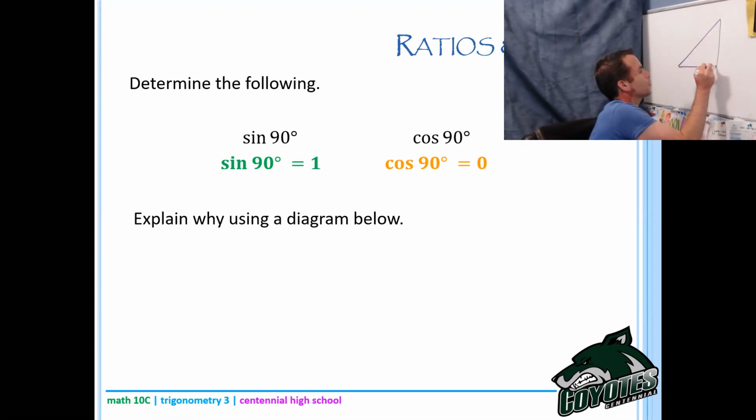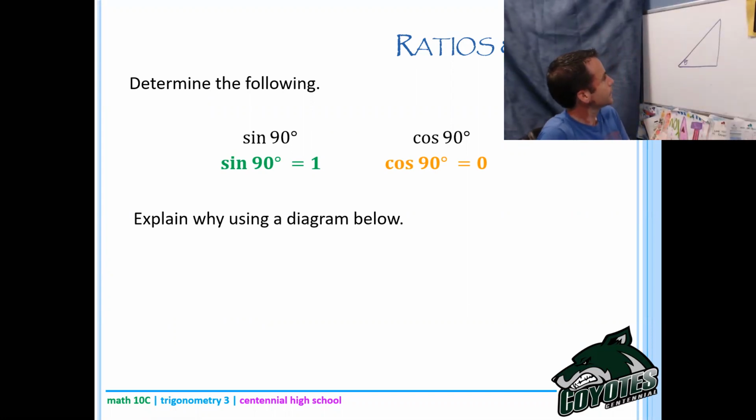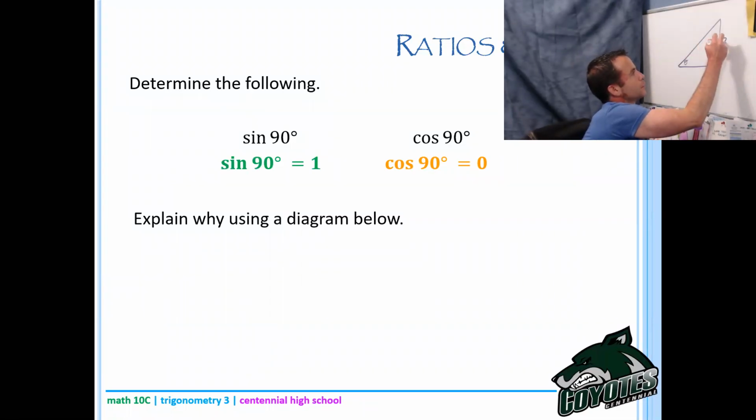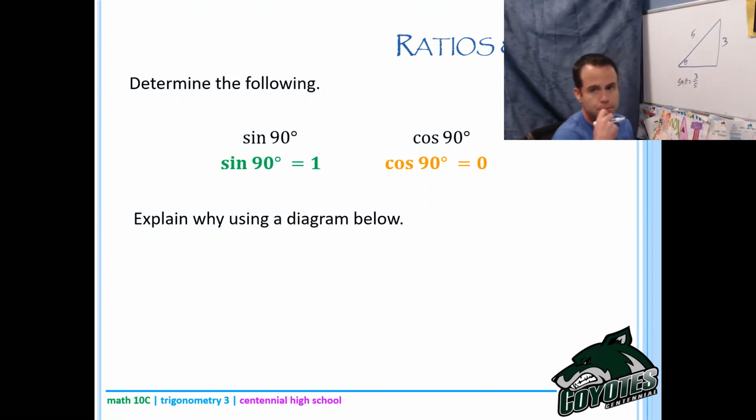Okay, and we're going to play with sine for a second. So I'm going to mark that as theta. And let's say that I've got, well, I don't know, let's say this is 3 and this is 5. Okay, and so right now, the sine of theta would be 3 over 5. Okay.